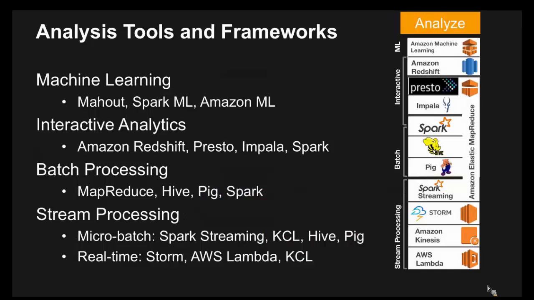In terms of Amazon Elastic MapReduce, you're able to run all of these applications such as Presto, Impala, and Spark, either natively or as a bootstrap action. And obviously, Amazon Redshift is a fully managed service. Amazon Machine Learning is also a fully managed service. If you're running Spark, you can run Spark Streaming on top of Elastic MapReduce as well. Similarly, Kinesis and Storm can be run on EC2, and AWS Lambda is a fully managed service.